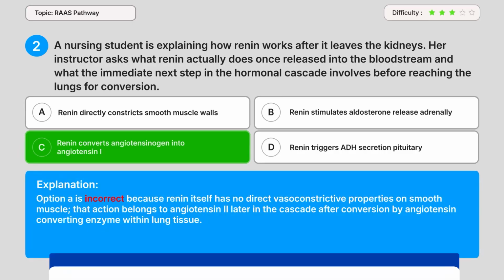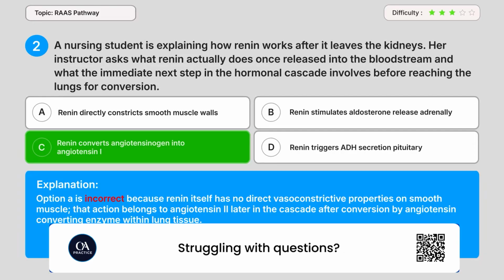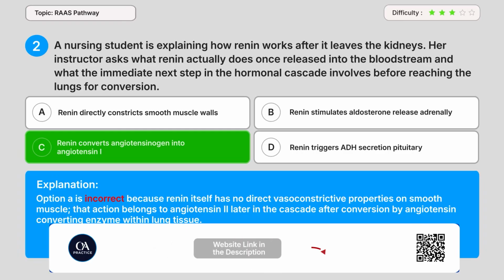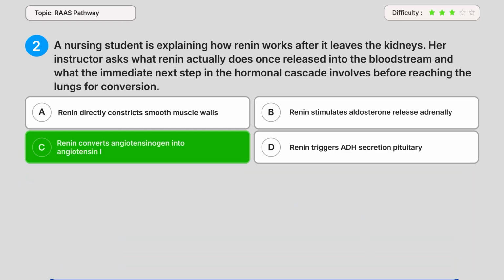Option A is incorrect because renin itself has no direct vasoconstrictive properties on smooth muscle. That action belongs to angiotensin II later in the cascade, after conversion by angiotensin-converting enzyme within lung tissue.